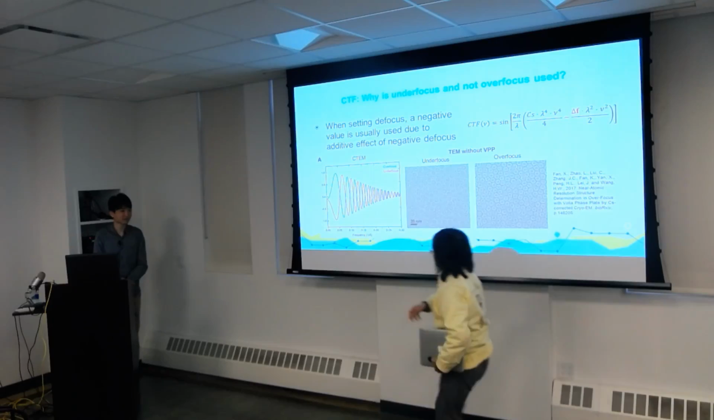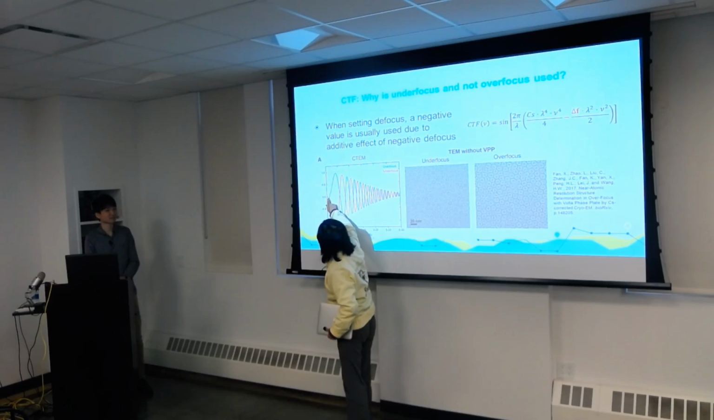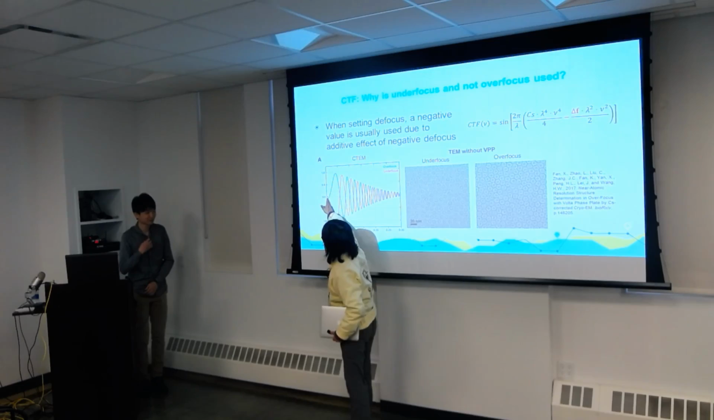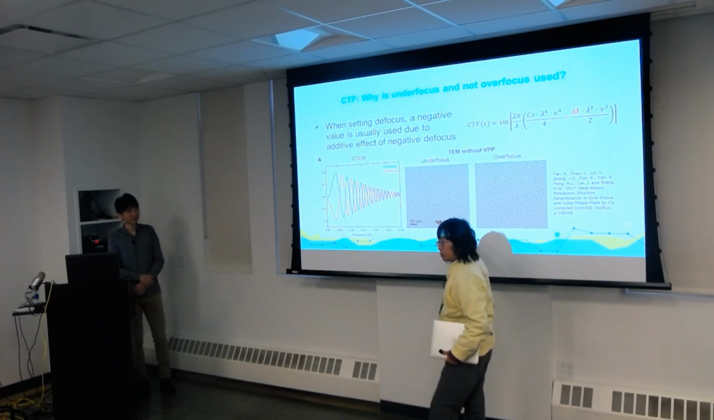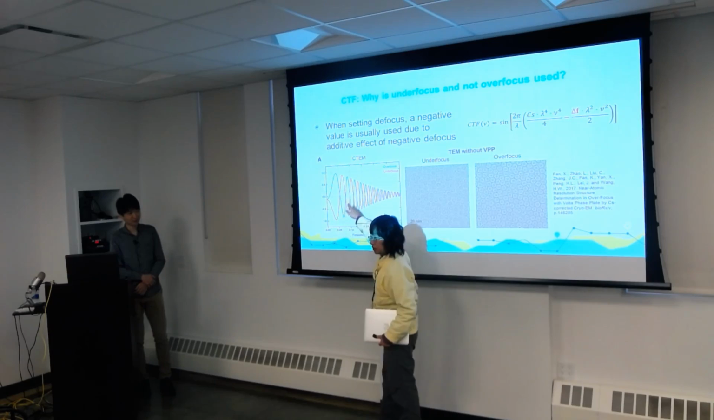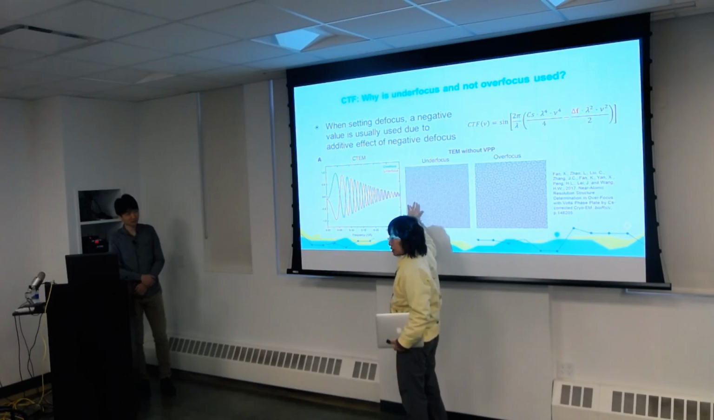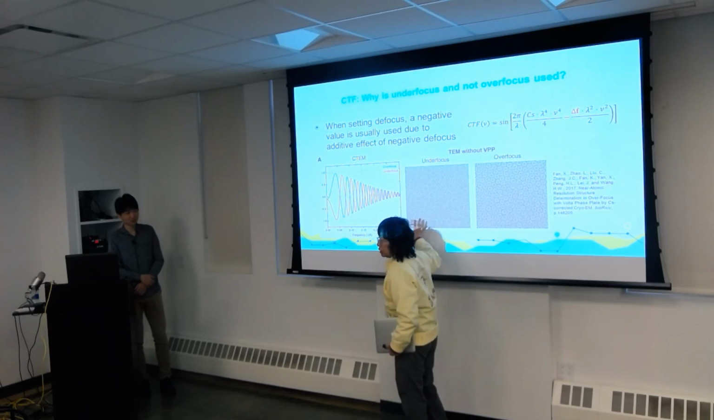Here you get a reverse of contrast between this part and this part. Our eyes see this part as a change of contrast, and that makes it look very weird. For a lot of people, the over-focus image looks very weird because it no longer has the same sign in contrast as the rest of the frequencies, which looks more like your density. So that's the difference between what you see.